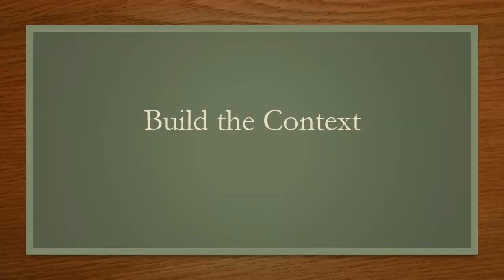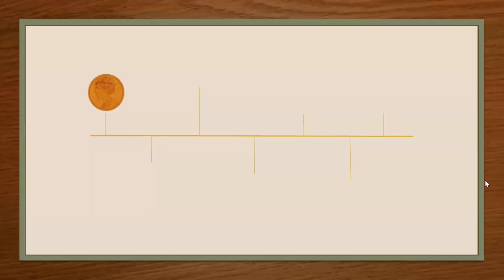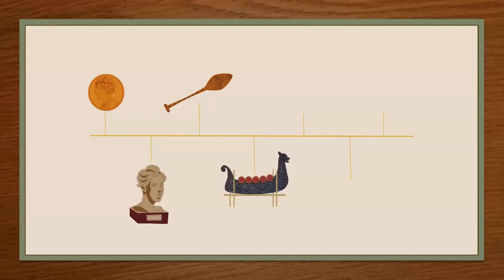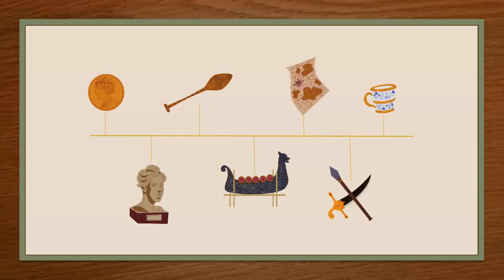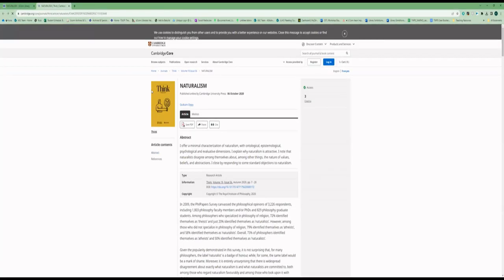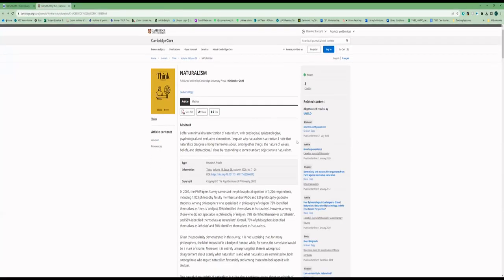Using the clues you have gathered, you can begin to build the context that this source was created in. Ask yourself what was happening in history during the time in which this source was created. What social and cultural factors may have influenced this source? To learn more about the historical, social, and cultural context, you may need to do additional research using secondary sources, such as historical non-fiction books, encyclopedias, or textbooks.